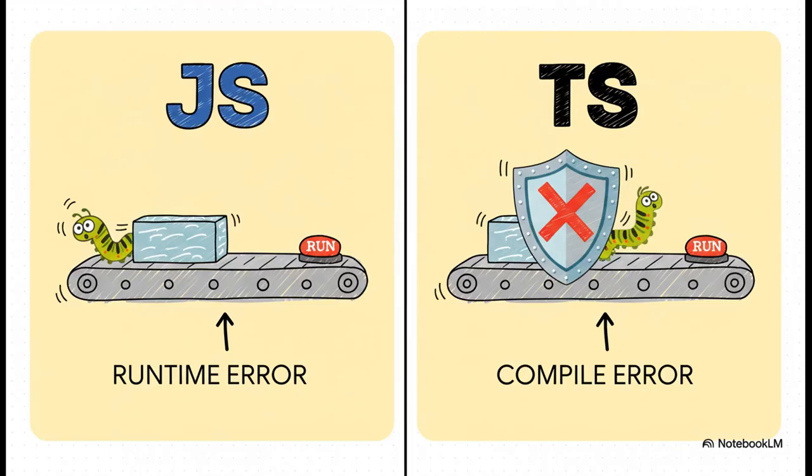And this is the whole ball game right here. With JavaScript, the code runs, no questions asked, and that bug only shows its face at runtime, when a real user is clicking around your app. But with TypeScript, totally different story. Just by saying your function expects numbers, you've created this awesome safety net. It checks your types before you even run the code and screams at you with a clear error right in your editor. That bug is stopped dead in its tracks.